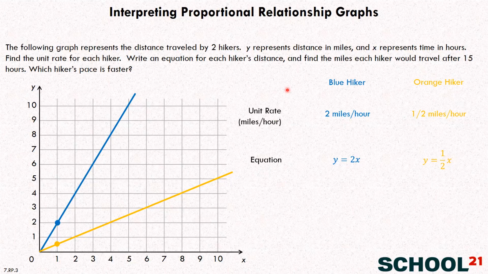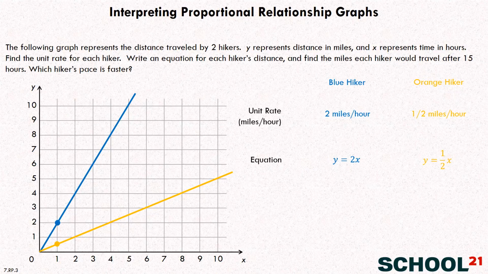Great. Now the next thing: find the miles each hiker would travel after 15 hours. That's an interesting question. Sounds like a long hike. If x went up to 15 on the graph, we could just read it off, but x doesn't go up that high. The great thing is that you can just use your equation. You can put 15 in for x to find how many miles the blue hiker would go in 15 hours, and do the same thing by putting in 15 for the orange hiker.